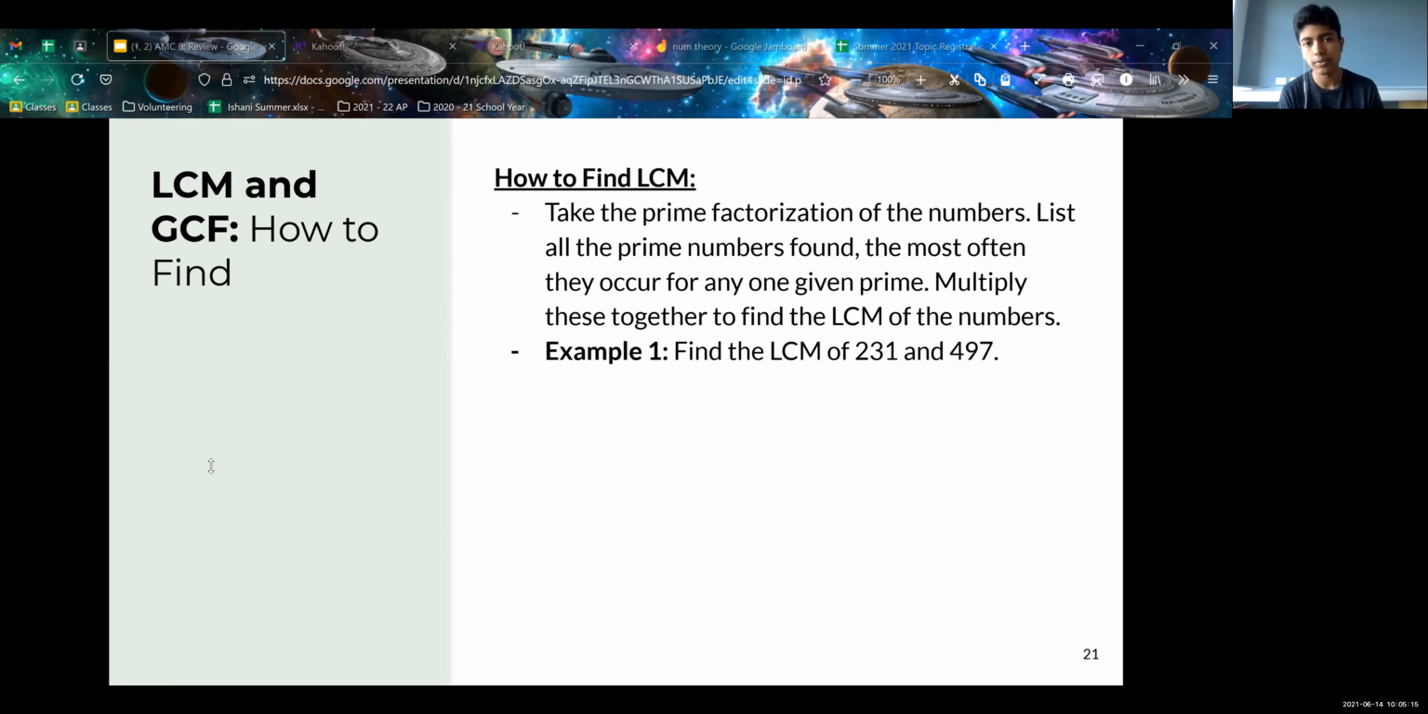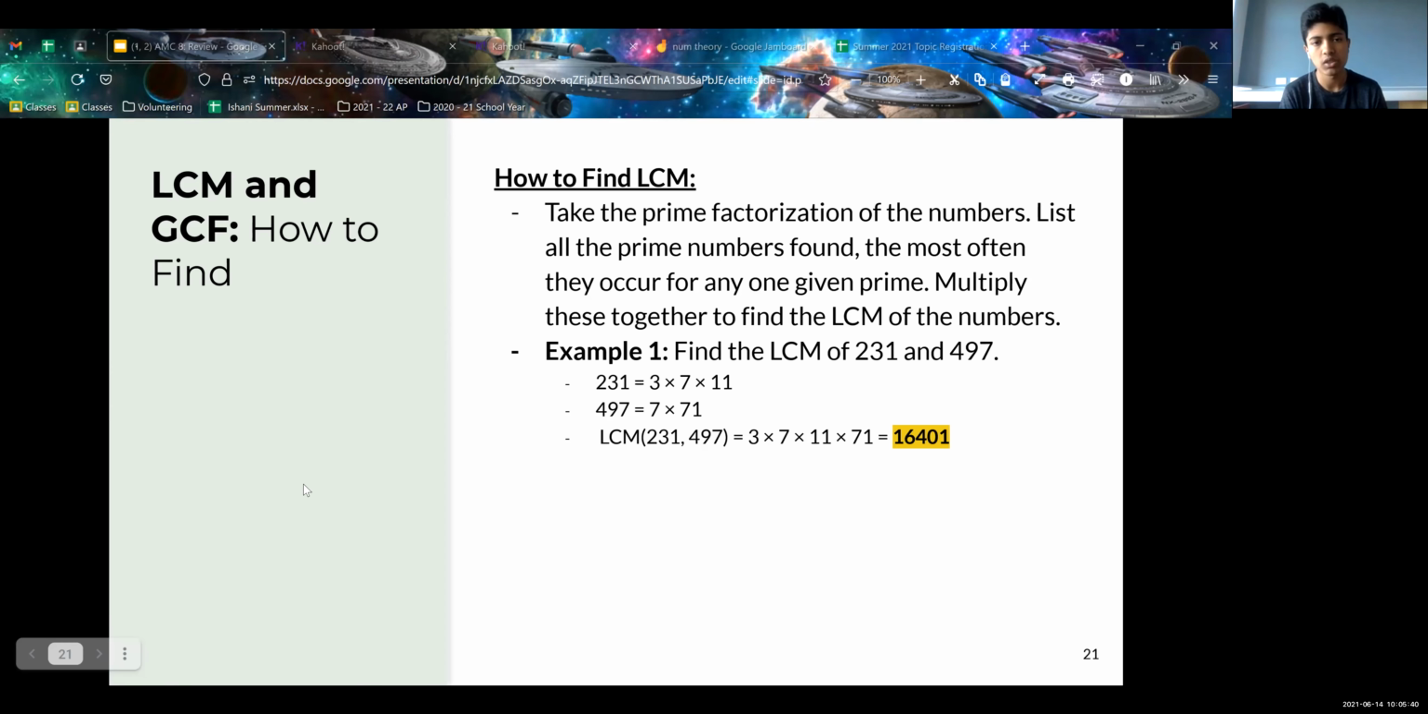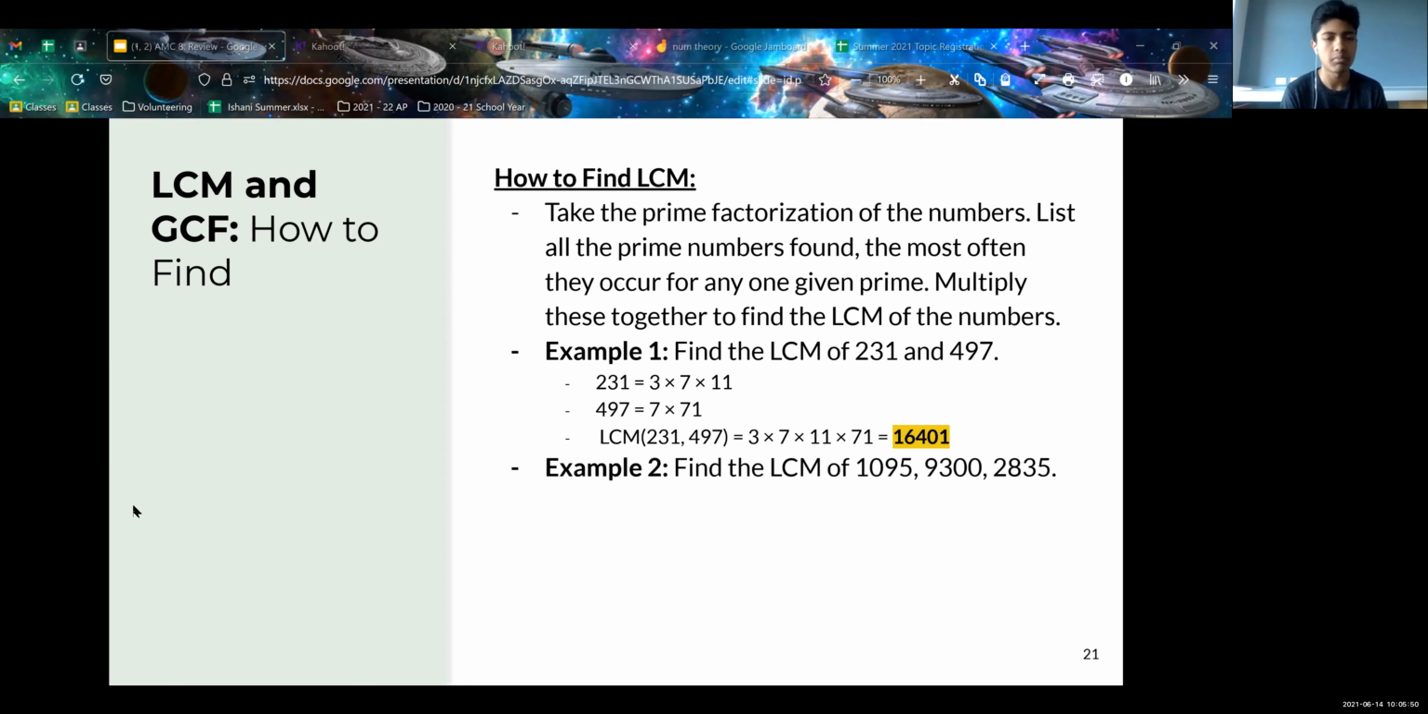So solve for the LCM of 231 and 497. 231 is 3 times 7 times 11. And I believe these are the same numbers as the last slide. And 497 is 7 times 71. So we can see 7 is overlapping, so we're only going to multiply that once. We also have 3, 11, and 71 that only occur once. So we're just going to multiply all of these numbers. We get 3 times 7 times 11 times 71, which is 16,401, which is the LCM.